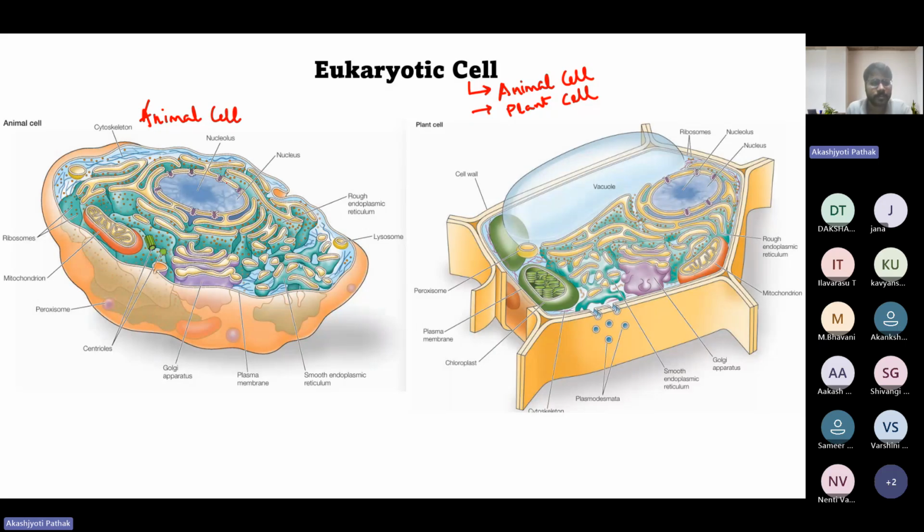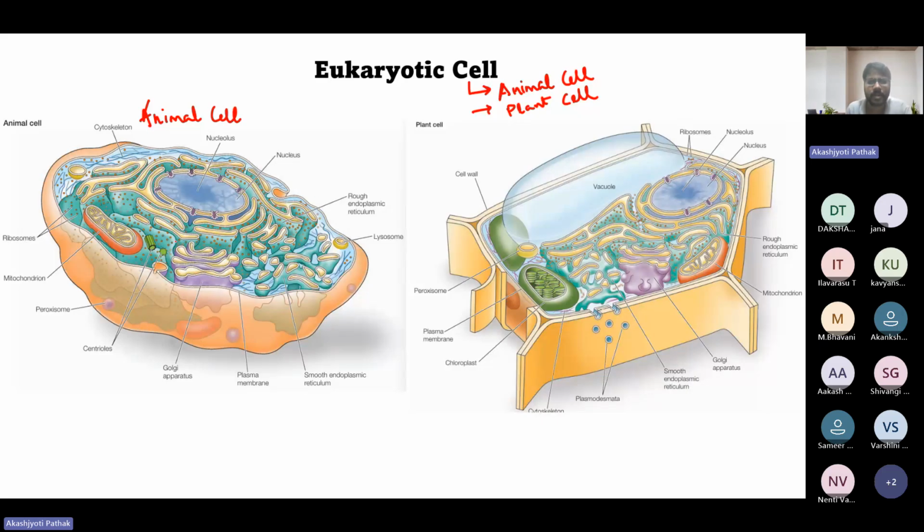And also, what are the other differences that you can spot in these two figures of animal cell and plant cell? The vacuole in a plant cell is very large, and the plant cell has chloroplasts, which allow the plant cell to perform photosynthesis. These are lacking in the animal cell.